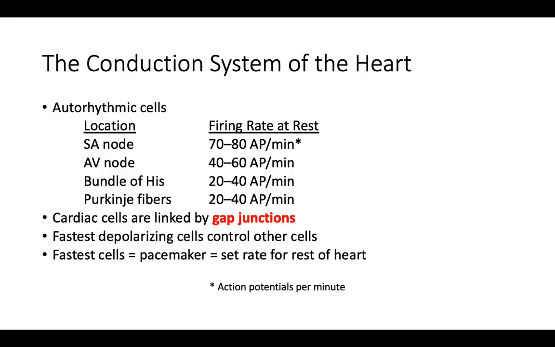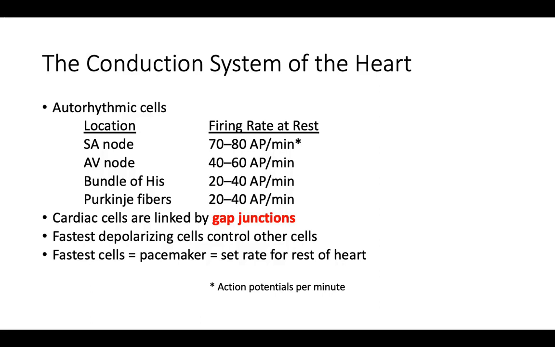Now, cardiac myocytes and cardiac cells are generally linked through gap junctions. So another note of detail here for your Venn diagram, as you're thinking about which muscle types have gap junctions: single unit, which we spoke about already, and then gap junctions are also seen here in cardiac muscle as well. They have the fastest depolarizing cells that help to control the other cells. So I talked about the pacemaker cells, and then we also have the contractile cells.